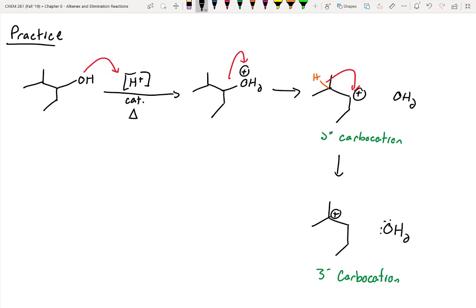No. However, I will say during exams, students oftentimes are just so focused and in the zone, they completely skip the rearrangement step. So assume that if you form a carbocation, you need to be looking for potential rearrangement alternatives. All right, so now I would go ahead and say, all right, I've got some beta protons right here.